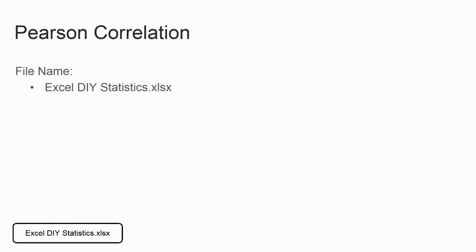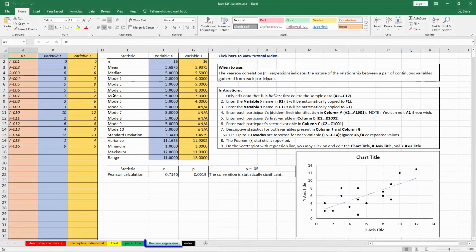Begin by running the Excel DIY statistics file. Select the Pearson Regression tab. Then delete the sample data. Highlight columns A, B, and C, and press the Delete key.